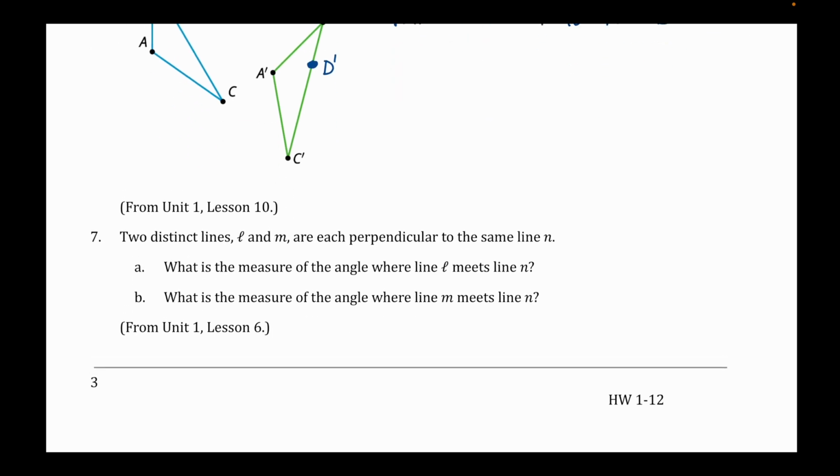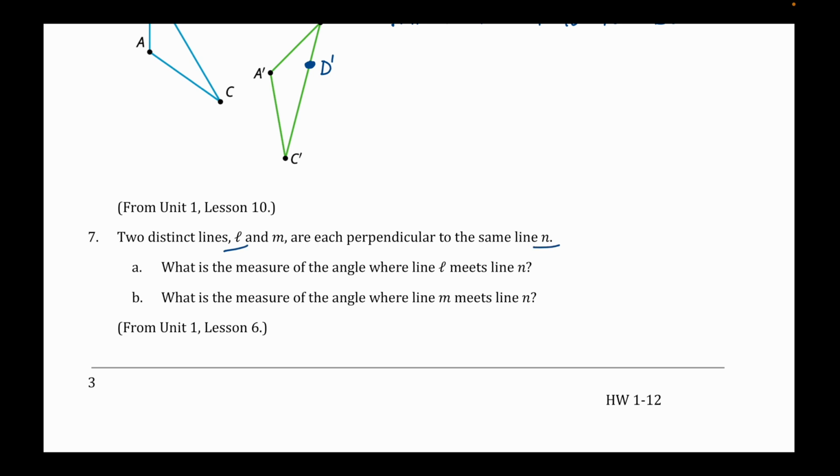Okay, let's look at question 7 here at the bottom. Two distinct lines, L and M, are each perpendicular to the same line, N. What is the measure of the angle where L meets N? And what is the measure of the angle where M meets N? Well, if they're perpendicular, they're saying L is perpendicular to N, which means 90 degrees, because we're going to say perpendicular means 90.